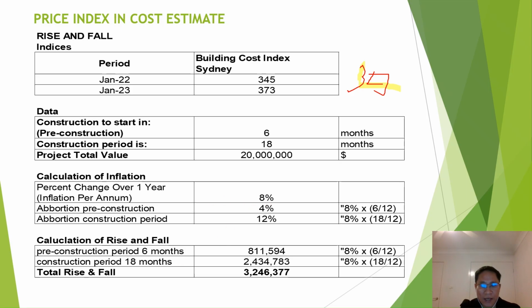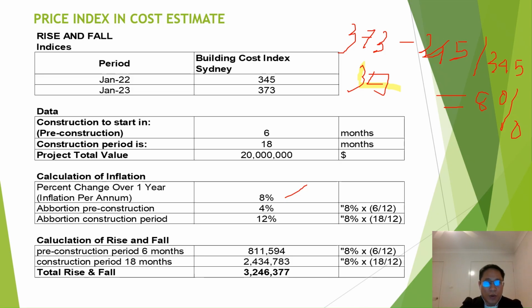How to calculate that? We will use our index, 373 minus the base year 345, and divide by the price index, building cost index for the base year 345, which is equal to 8%. You see 8% here.